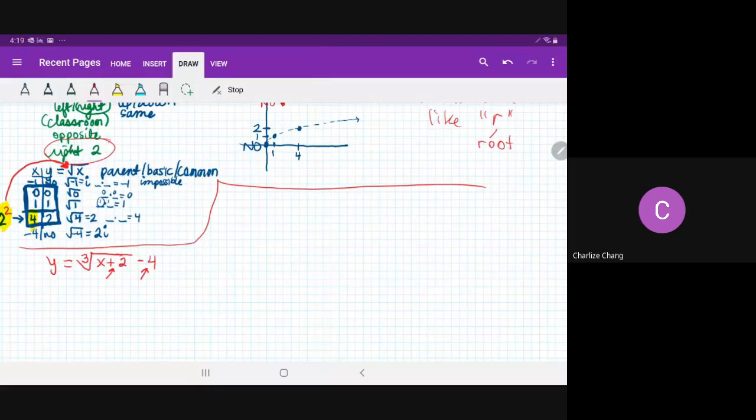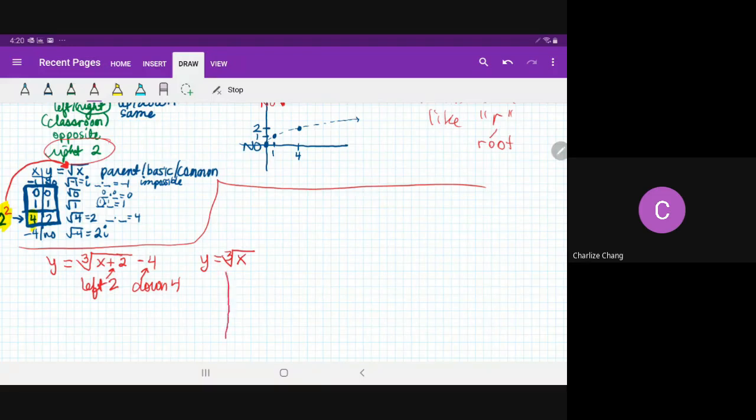Yes, down 4, I agree. So down 4, that's outside, is the same. And then left 2. Perfect. Okay, good. And then your basic graph or your parent graph is the cube root of x.